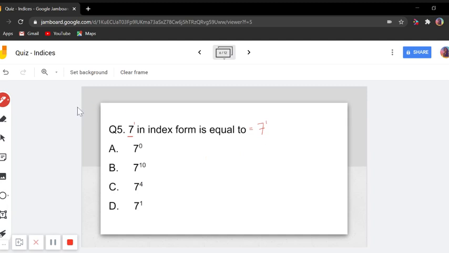So let's take a look at the answer. Which one is the correct answer? Let's take a look at A. A, 7 to the power of 0. No, this is not the correct answer because the number 7 here means that it is multiplied by itself for one time only. So it is not 0.